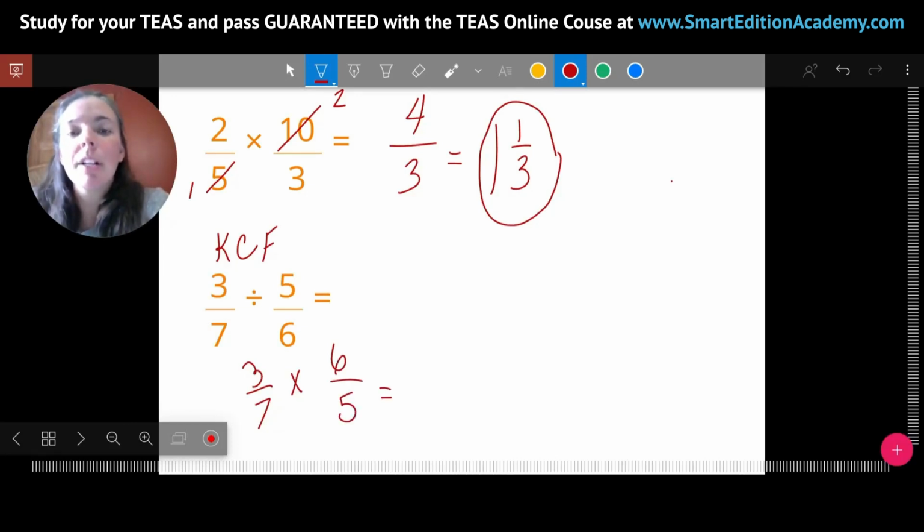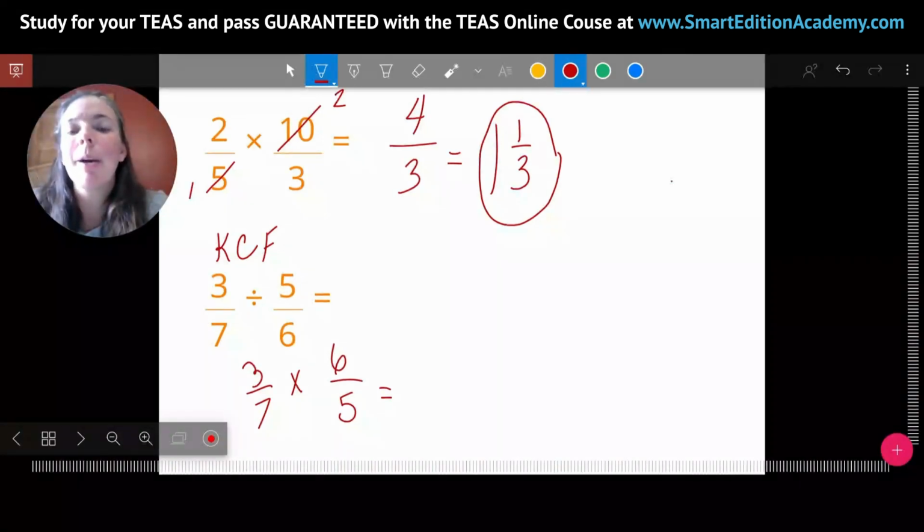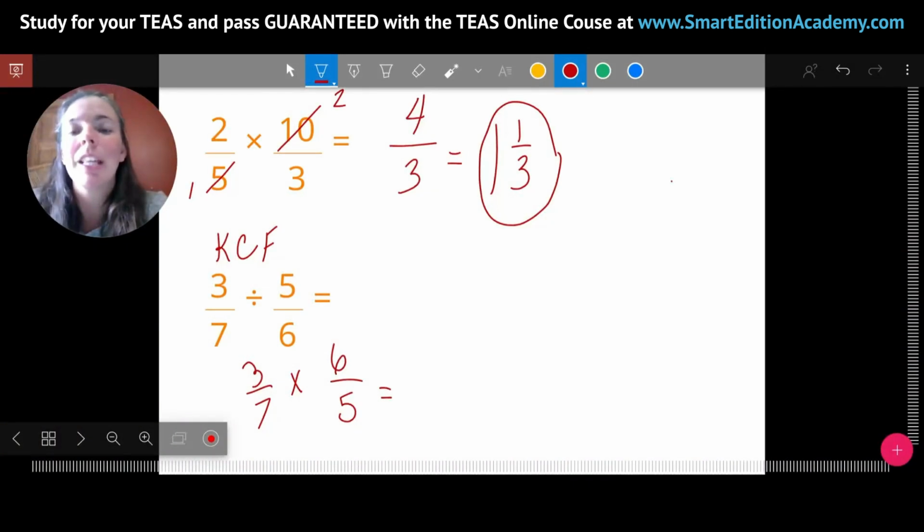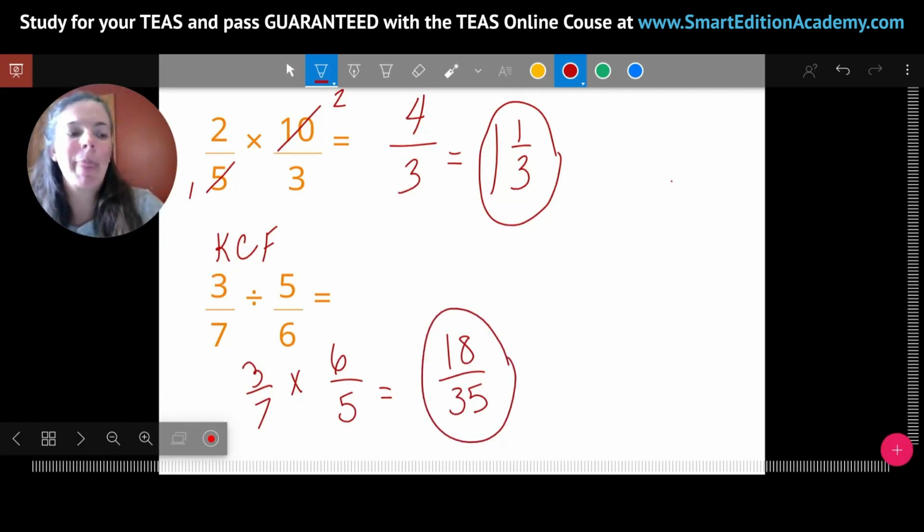Okay, so we talked about cross-canceling before. Don't be confused by that. One needs to be on the top and the bottom. Notice how 3 and 6 share a factor, but they're both on the top, so that doesn't help me. Okay, so I can't cancel anything out here. I'm just going to multiply across the top and across the bottom. Okay, and looks like there's nothing I can simplify. So 18/35 is my final answer.